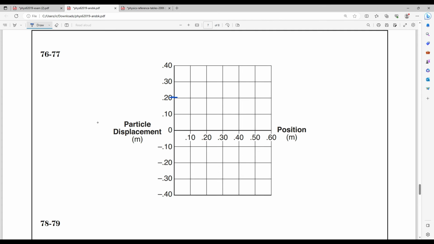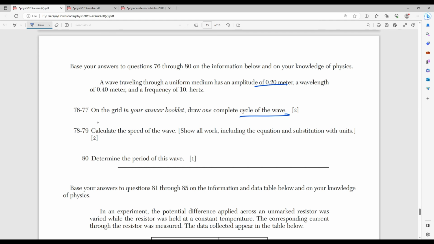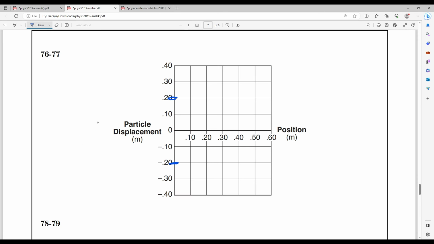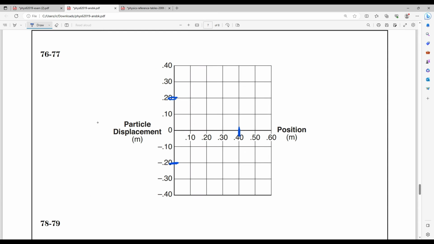so that means it's going to rise and it's going to descend by 20 meters. That's one. Now the next thing that we know is that it has a wavelength of 40 meters. So the wavelength means that it's going to go all the way up and all the way down within 40 meters. So it's going to stop there. And frequency really doesn't matter. So all we're going to have to do is draw a graph that completes one cycle in 40 meters.